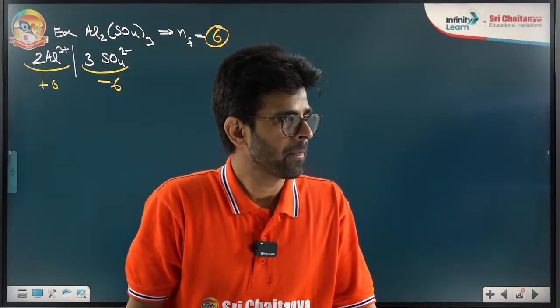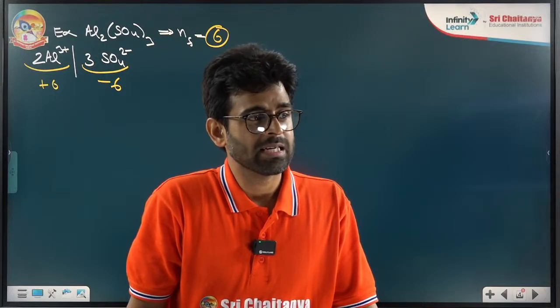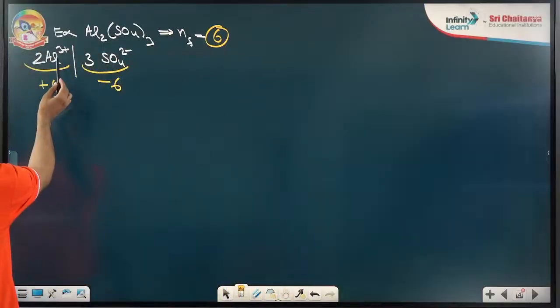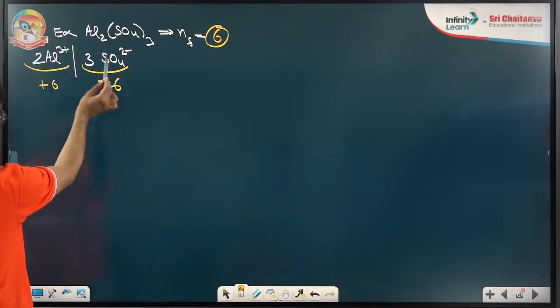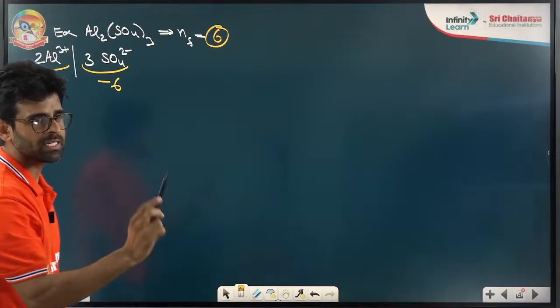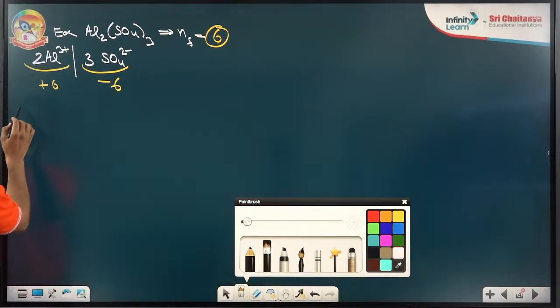Mandeep is saying 5. It is 6, beta, see carefully. 2 aluminum ions, each plus 3, gives plus 6. Minus 2, minus 2, minus 2 gives minus 6. So any of these you can take, and the N factor coming is 6.